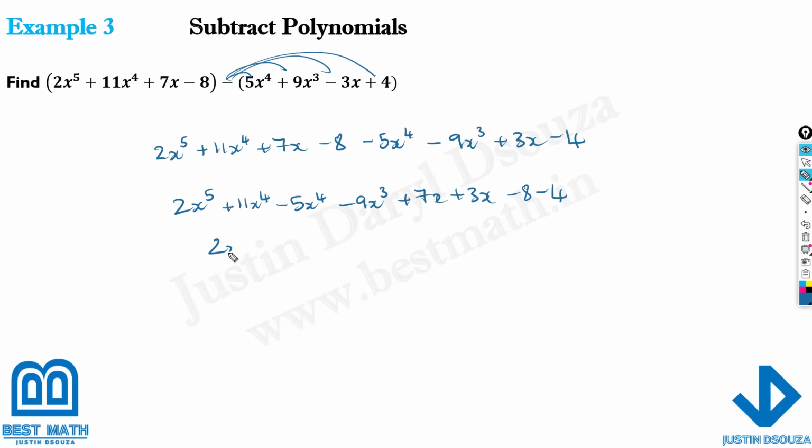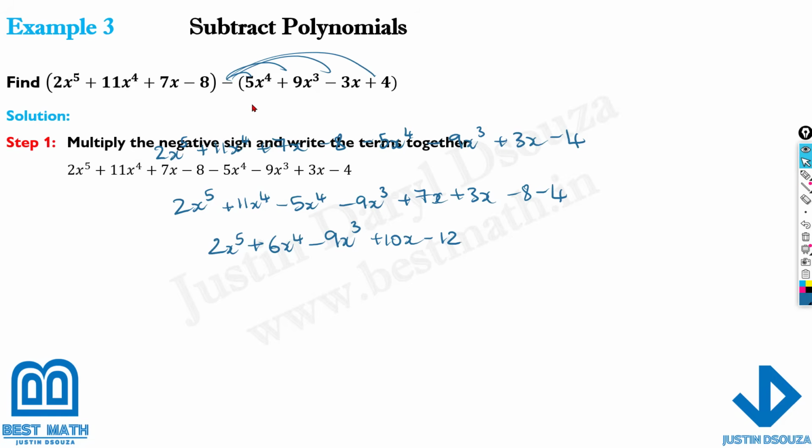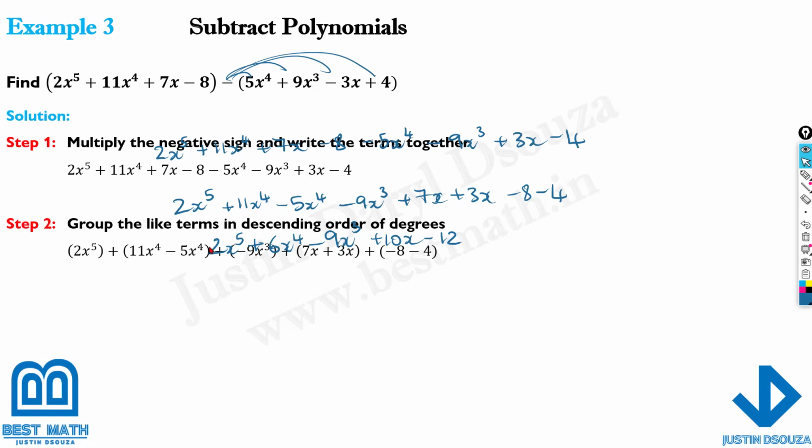Now let's solve it up. It will be 2x power 5 plus 6x power 4. That is 11 minus 5 is 6. Then minus 9, this is only a single term. You write it as it is. Why? Because there is no other term with x power 3. Now what is this? 7 plus 3, that is 10x. And lastly, minus 12. So here we go, that will be the answer. Now first we have to multiply the sign and then group the like terms together and then solve it up. That was the answer. Yes, that's the correct answer we got.